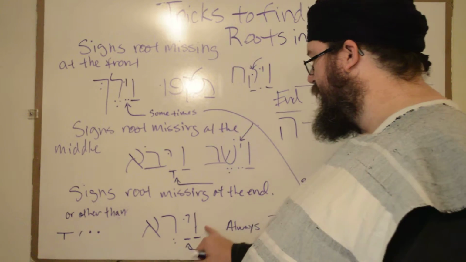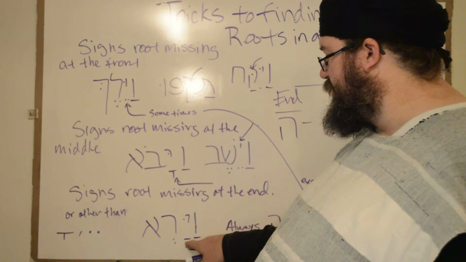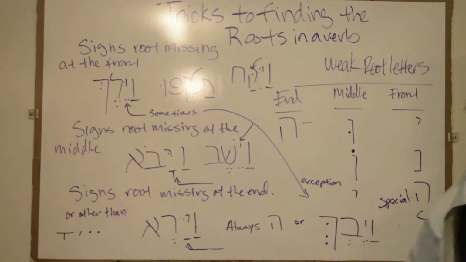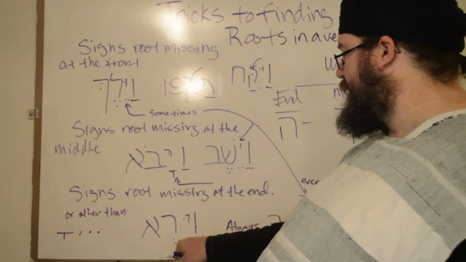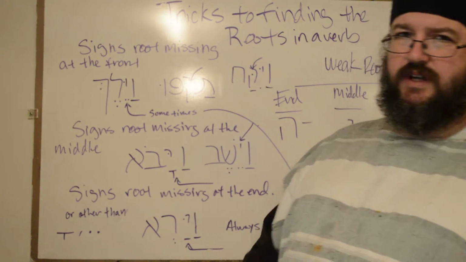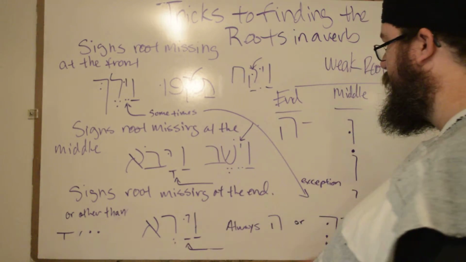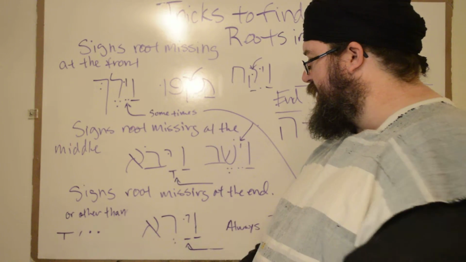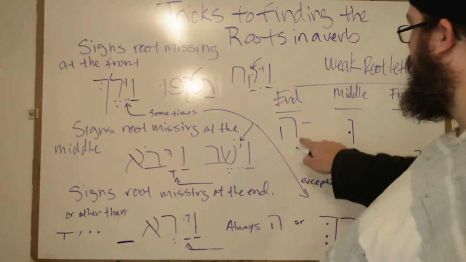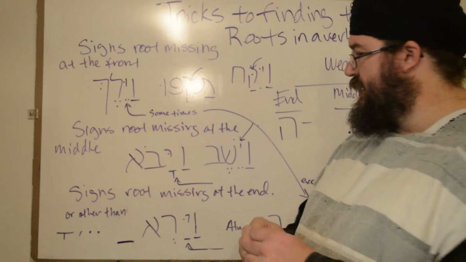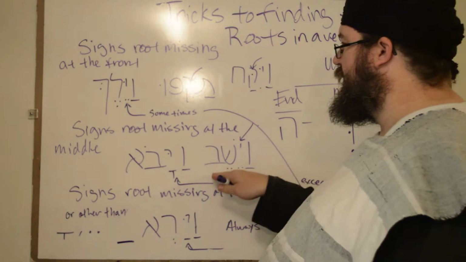If after my vav conversive, my pronoun has a patach, that patach, which is not going to be a kamatz or a tzarei, the patach. If I see a patach after the vav conversive underneath my pronoun, I know, bam, my missing root letter is right here. And that only one could be hey. That's right, it's a hey verb. So that completes the hey endings. Now we're going to go to here.